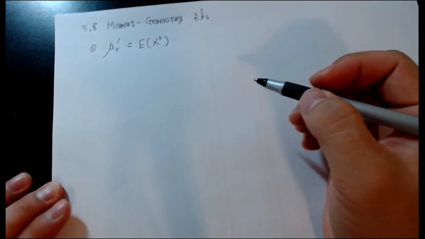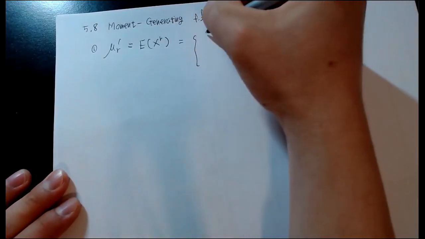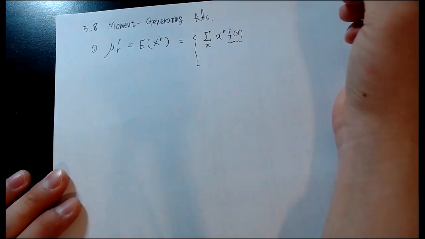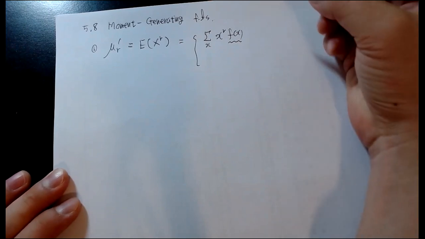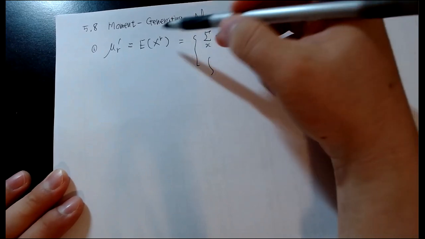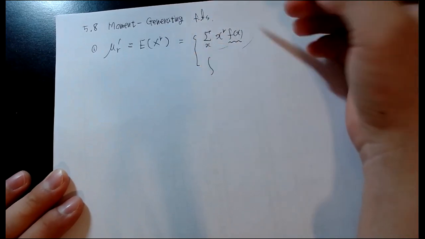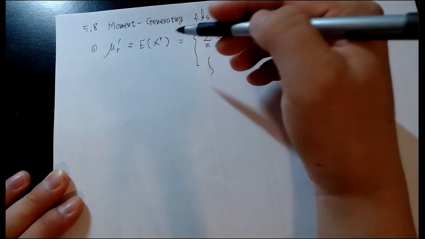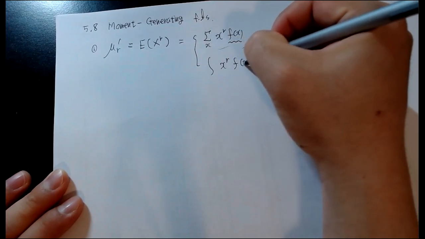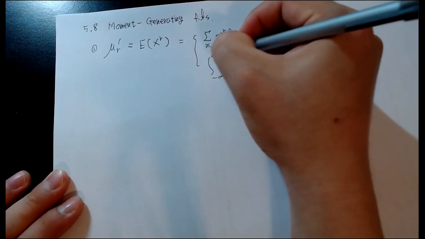That was the expected value of x to the r's power, right? That was the sum over x of x to the r's power times f of x, where f of x is the probability distribution function of random variable x. If x is discrete, the expected value of x to the r's power is equal to this. If x is continuous, the expected value of x to the r's power is the integral of x to the r's power times f of x dx, from negative infinity to infinity.